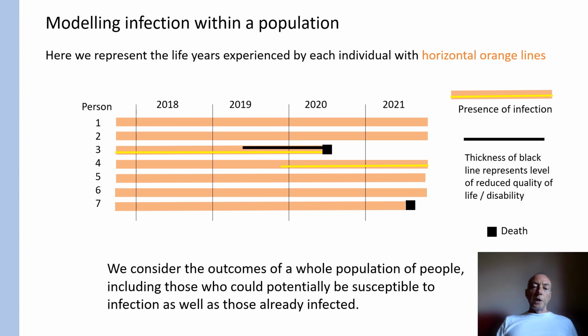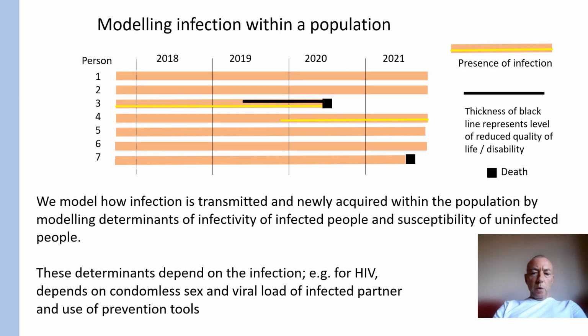Now we note that we consider the outcomes of a whole population of people, including those who could potentially be susceptible to infection, as well as those who have already been infected. Now we model how infection is transmitted and newly acquired within the population by modelling the determinants of infectivity of infected people and susceptibility of uninfected people. These determinants depend on the infection. So for HIV, for example, it depends on condomless sex and the viral load of the infected partner.